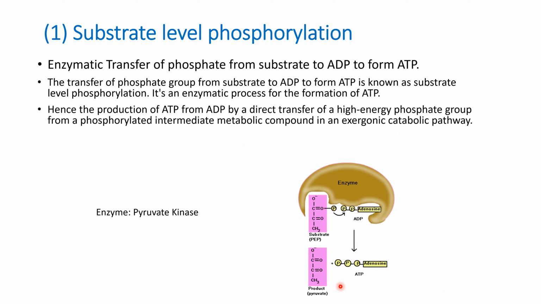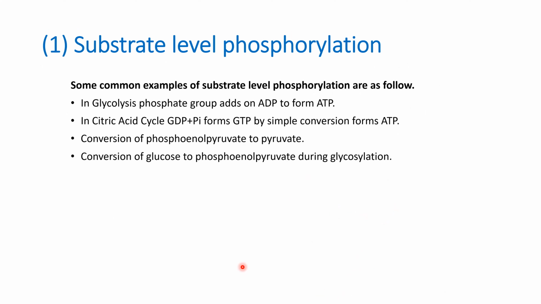So this, and then eventually we are getting the product, which is pyruvate. So this is substrate-level phosphorylation. Now, what are the common examples of substrate-level phosphorylation? We can just recall them because we already discussed these in the citric acid cycle and glycolysis.